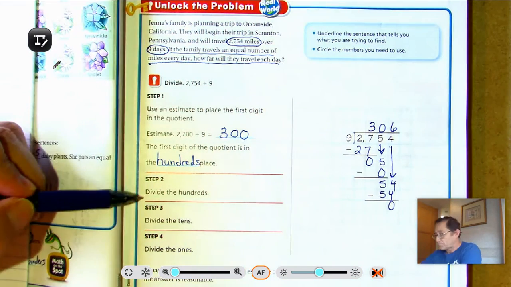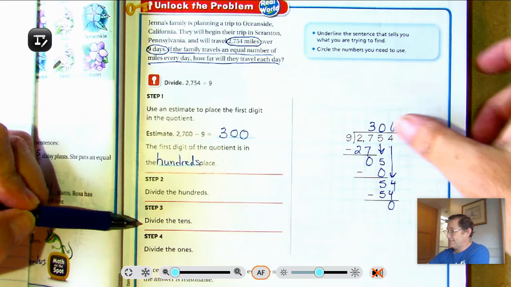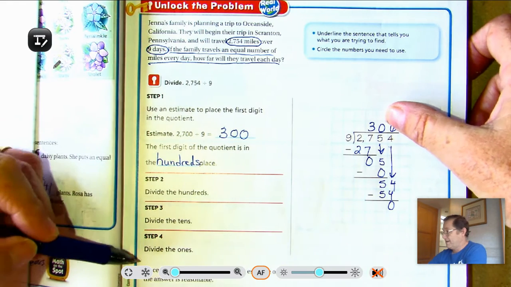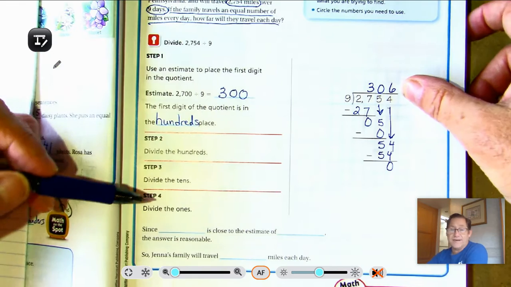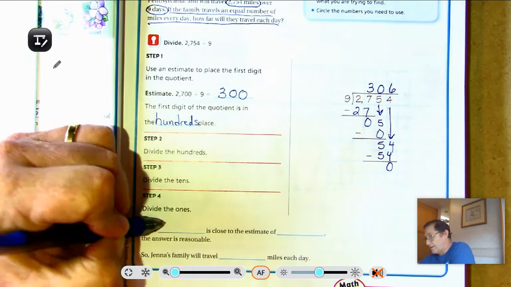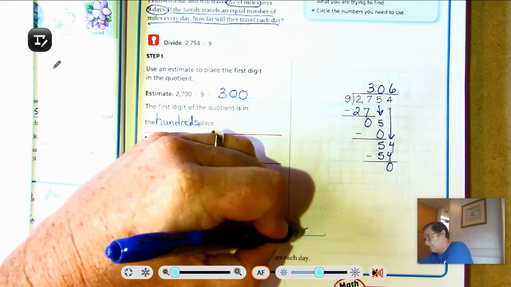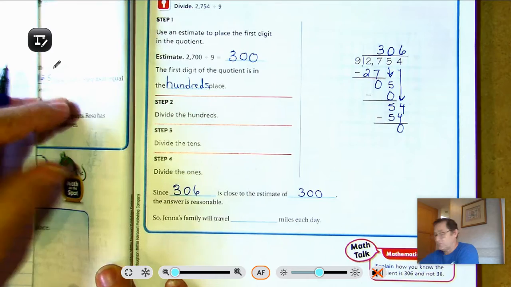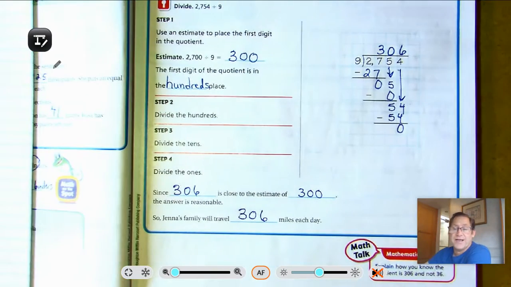So we divided the hundreds, we got 300. We divided the tens, there weren't any tens to share into the 9 groups. And then we divided the ones, and we had 6 ones in every group. So since 306 is close to the estimate of 300, our answer is reasonable. So they'll travel 306 miles each day.